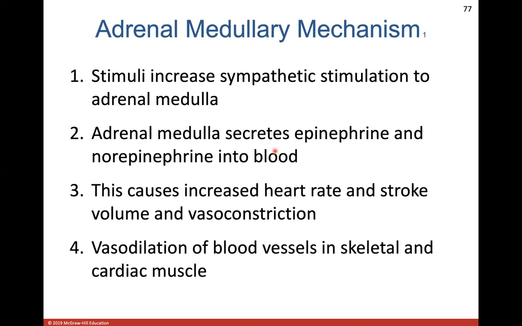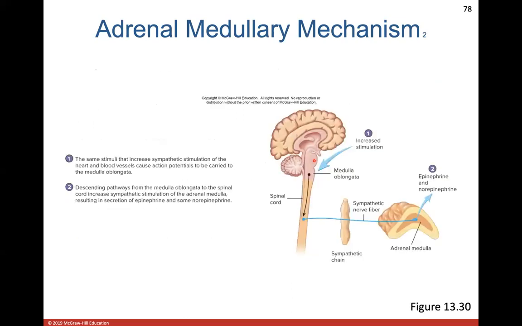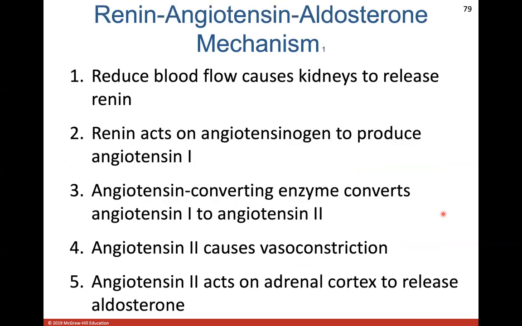The adrenal medullary mechanism is when we have stimuli increasing sympathetic stimulation to the adrenal medulla. The adrenal medulla then secretes our adrenaline hormones, epinephrine and norepinephrine, which will increase heart rate and stroke volume and vasoconstriction, except that it will vasodilate the blood vessels going to your skeletal and cardiac muscle. So this is control using the adrenal medullary mechanism, using the hormones epinephrine and norepinephrine to stimulate a sympathetic nervous system response, getting your body ready for activity. So you're secreting these hormones for that.